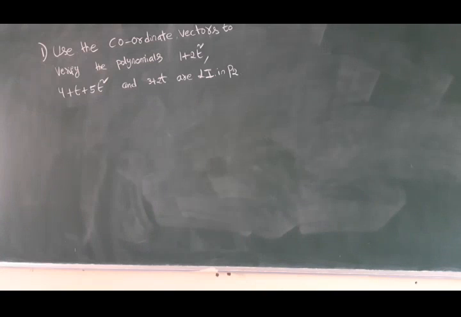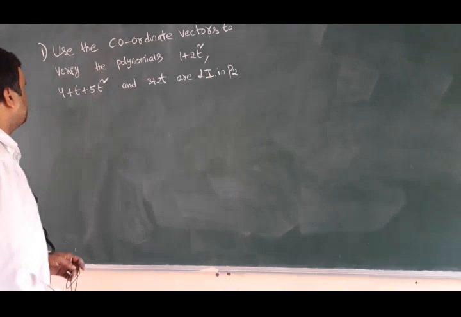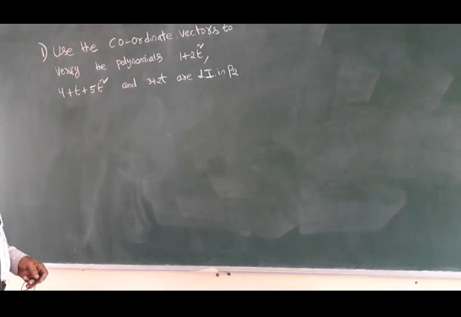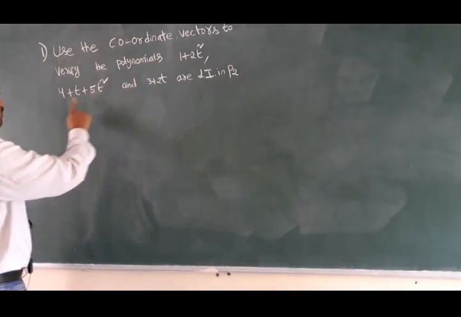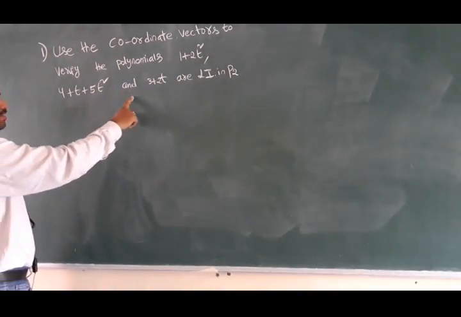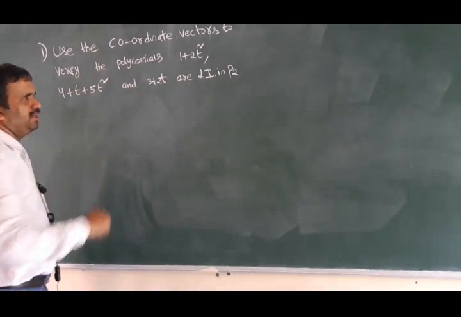See the question. Use the coordinate vectors to verify the polynomials 1 plus 2t square, 4 plus t plus 5t square and 3 plus 2t are linearly independent in polynomials of degree 2. Come on, write the solution.